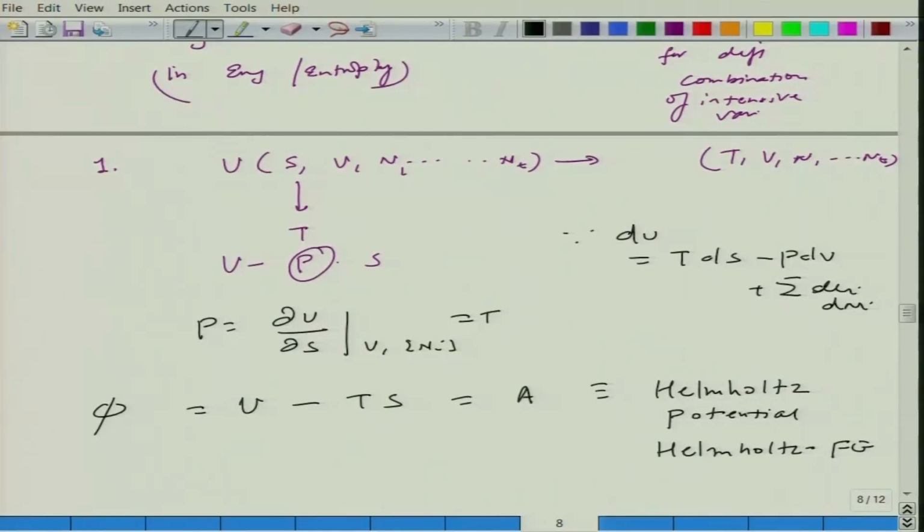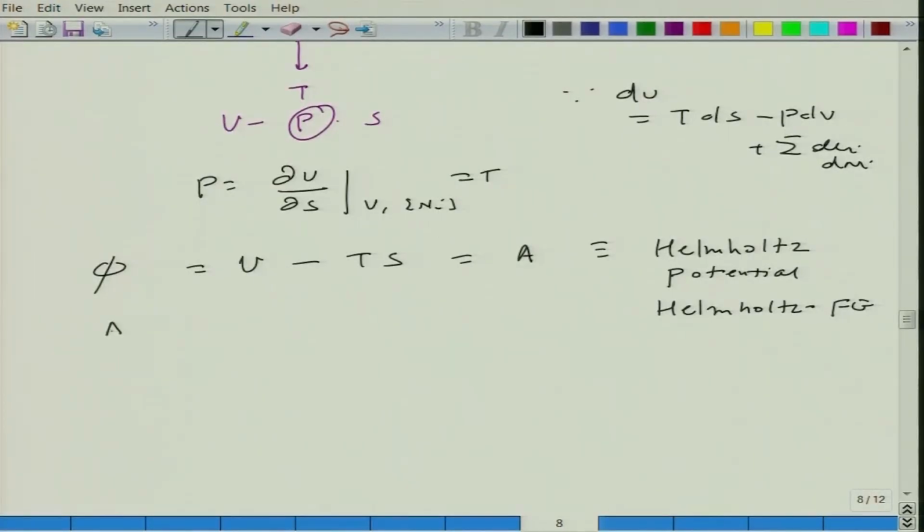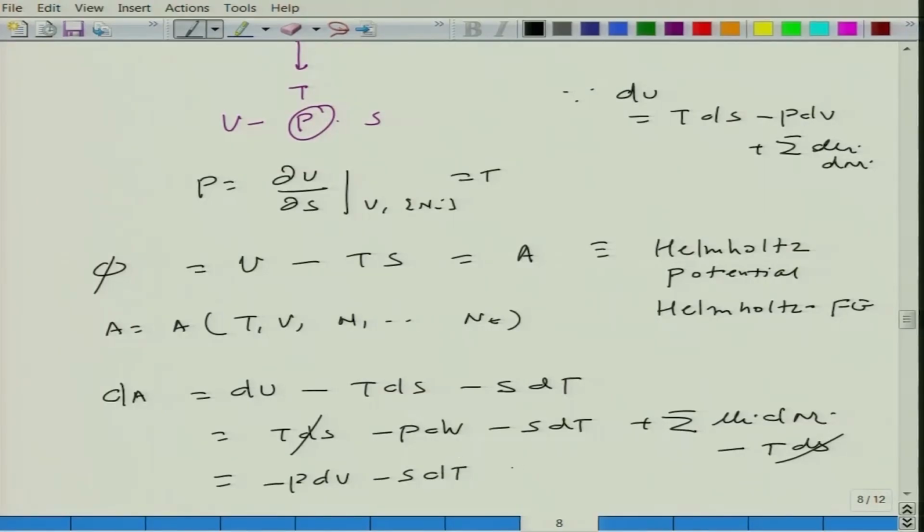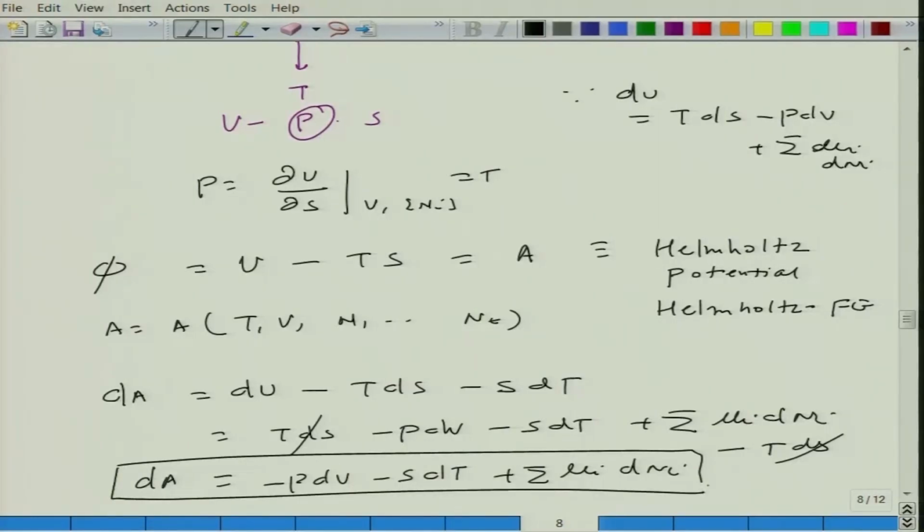Okay. So, now you have a function A which is nothing but U minus TS, and remember A is a function of T, V, N1 till Nr, right. So, if you take a differentiation of this A in our differential form, this is going to be dA is equal to dU minus T dS minus S dT, right. Now, you can use here the basic definition of dU, that will be T dS minus P dV plus summation mu i dNi, minus S dT. So, there is another term here, minus T dS. Okay. So, this and this get cancelled. So, what you have is minus P dV minus S dT plus summation mu i dNi. So, this is the differential expression of the Helmholtz free energy or potential. Okay. That is something which came. So, now we have a function which basically has natural variables T, V, N, and that is what A is, okay, the Helmholtz free energy.